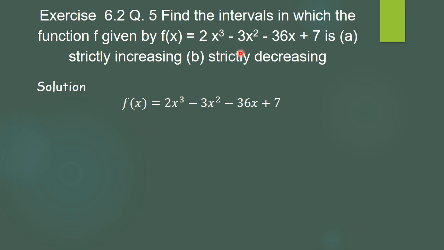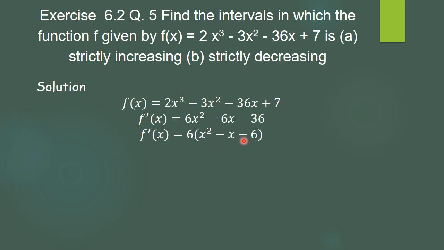f(x) is given as 2x³ − 3x² − 36x + 7. So what will be f'(x)? f'(x) will be 6x² − 6x − 36. Now we will take 6 common and we get x² − x − 6. We will try to split or factorize this.